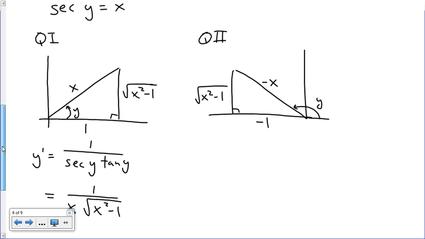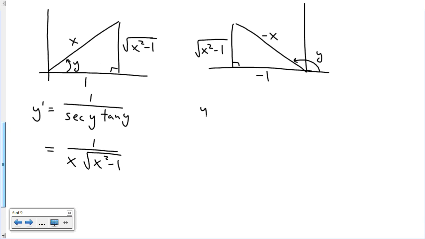And so again, go back to what we're trying to find. We're trying to find out what y prime is equal to. It's 1 over the secant of y, tangent of y. We know that's what we're starting with. We just need to substitute what in for those two quantities. So secant of y, again, that's the negative x over negative 1. That's equal to x. That's what we started with, that the secant of y had to give us x.